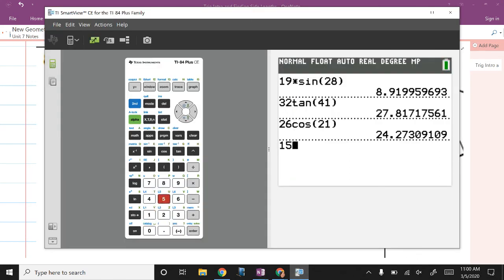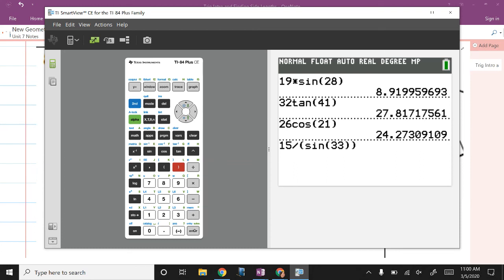Hit 15 divided by, and then I would use parentheses, sine 33. And since you have two open parentheses, you need to close two parentheses. Does that make sense? So use your parentheses. And parentheses are above the 8, 9. So 15 divided by parentheses sine 33, close it twice.